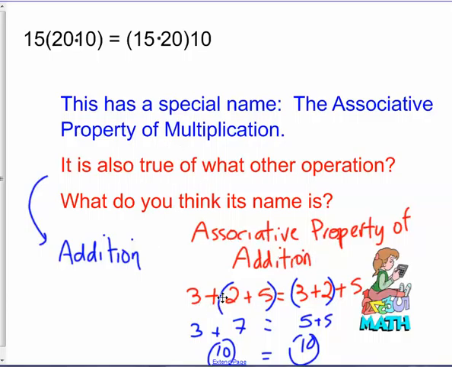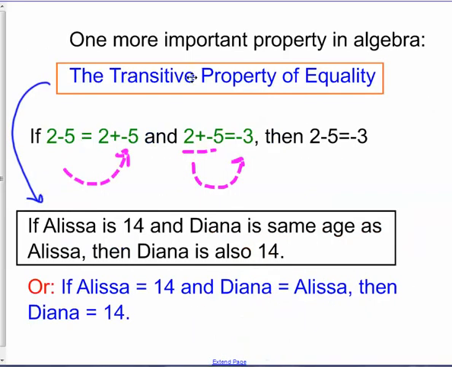If I have 2 plus 5 grouped together and add 3, I get 7 and 3, which is 10. And all I did was move the brackets. I still have 3, 2, 5. So if I group together 3 and 2 first, I get 5, and 5 and 5 is 10. So it also works.